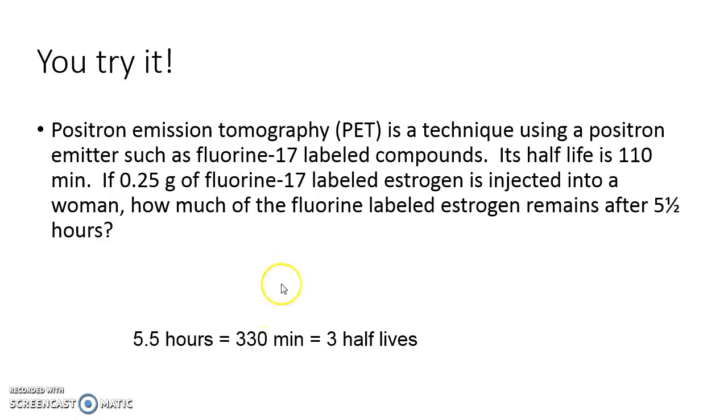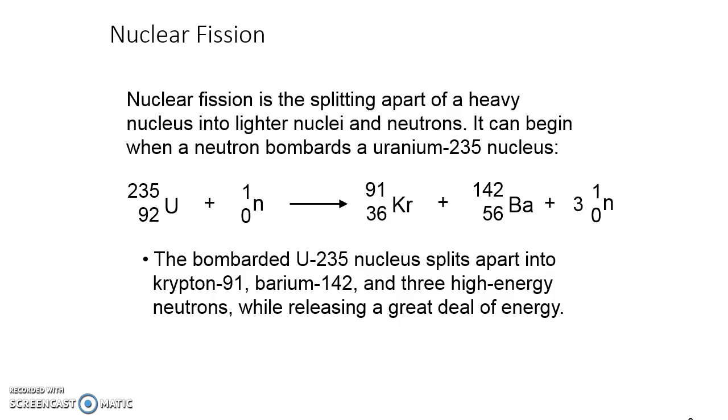Well, 5.5 hours is 330 minutes. You divide that by 110 and that's 3 half-lives. 0.25 grams multiplied by 1/2 3 times gives you 0.031 grams. That's what's remaining after 5.5 hours.